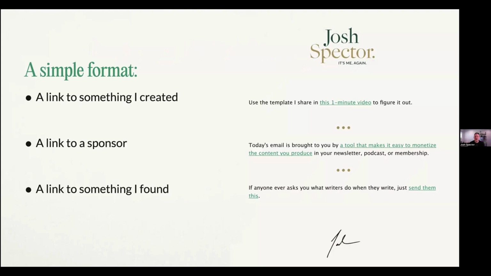So the format I use, which again, most of you hopefully get my newsletter, so you're familiar with this, it's evolved over time. Originally, it was just one thing and an ad. I've now added a second item. So most days, the first thing is a link to something that I created. The second thing is the sponsored link or a promotional link if I want to promote something. And then the third link is usually something curated, something I found from someone else.